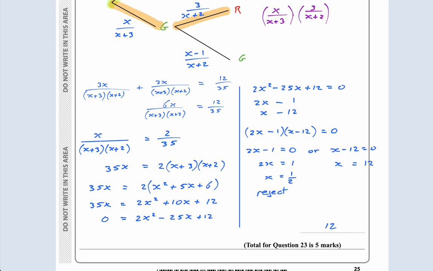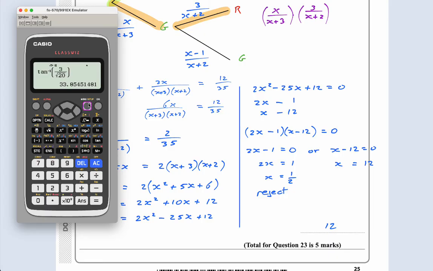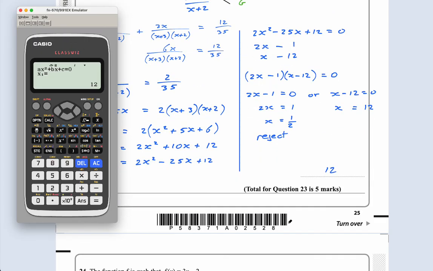Look, this one, if you're struggling factorizing your quadratics, go to here, polynomial, degree 2, put in your 2, put in your negative 25, and put in your 12, and it will give you 12 and 1 over 2. So that 12 is the answer that we're looking for. So just write it down, and then you can try to figure out the factors after. You do need to show these factors, but it's definitely better to just write 12 than nothing.